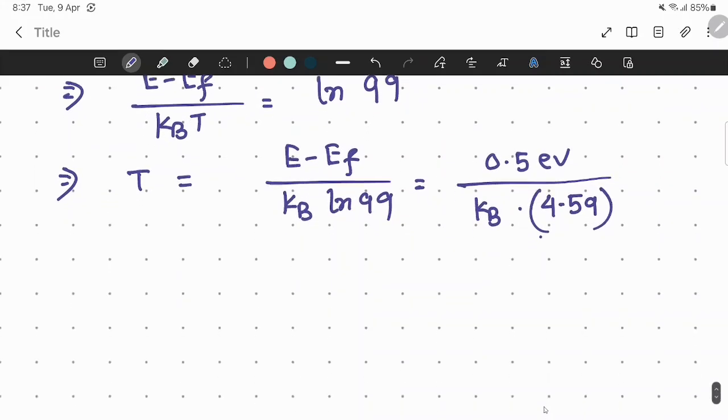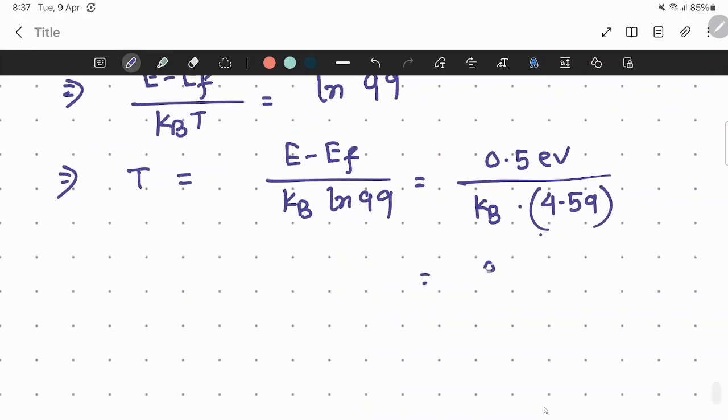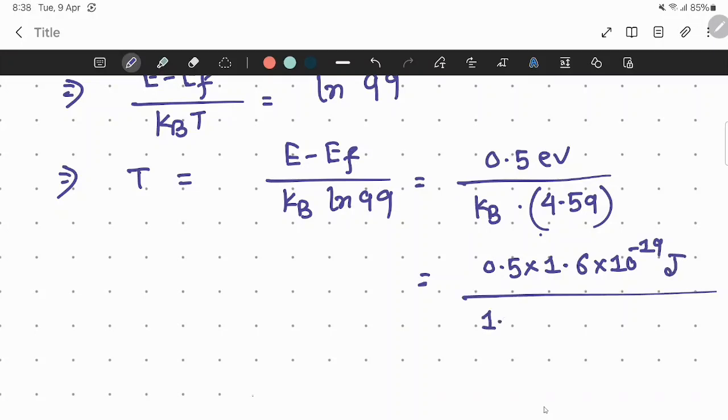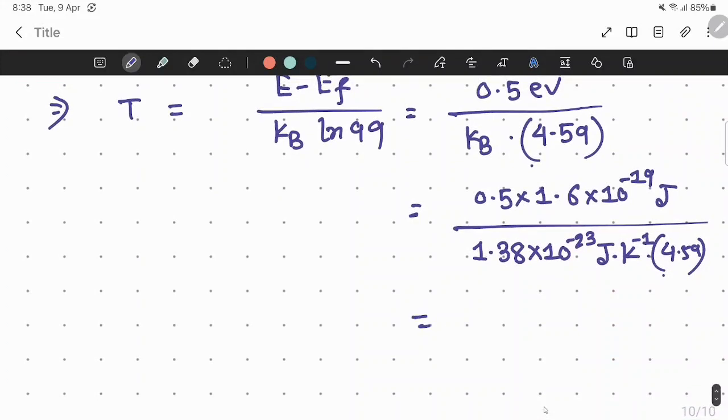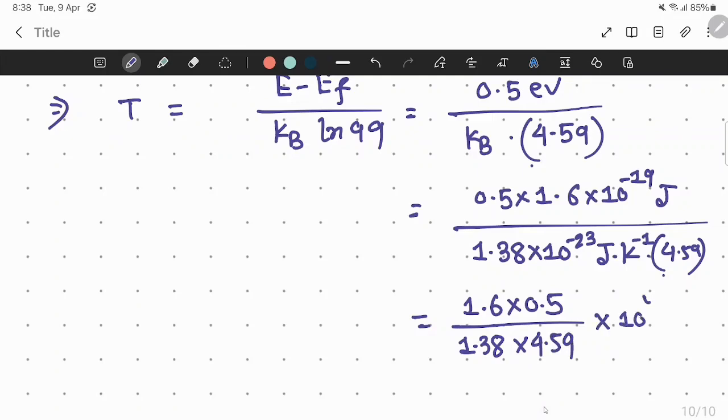This is just a number. So it is 0.5 into 1.6 into 10 to the power minus 19 joule, and KB is 1.38 into 10 to the power minus 23 joule per Kelvin into 4.59. So it is eventually 1.6 into 0.5 divided by 1.38, 4.59 into 10 to the power 4 Kelvin.